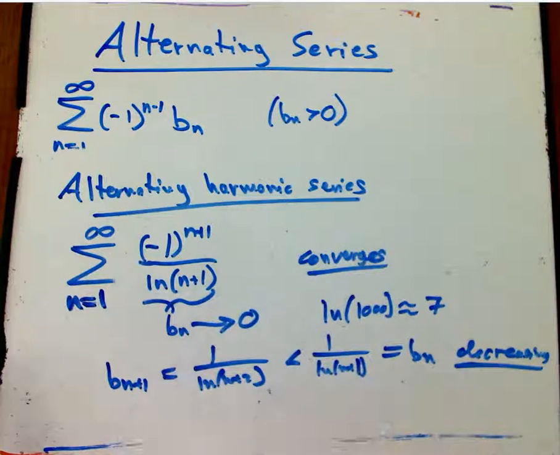So in the next one, I'll show an example of using that error bound for the alternating series, and that's really, really useful.